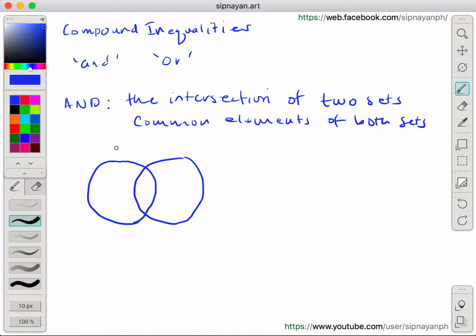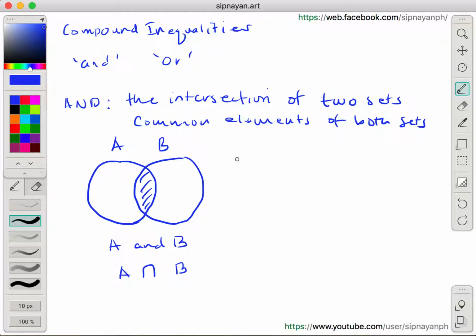we have sets A and B. Just assume these are circles because I can't draw. The A and B, which is denoted by A and B or A intersection B. The symbol we call this is like an upside-down union, and it is actually the portion here. So it is the common elements of both sets, their intersection.